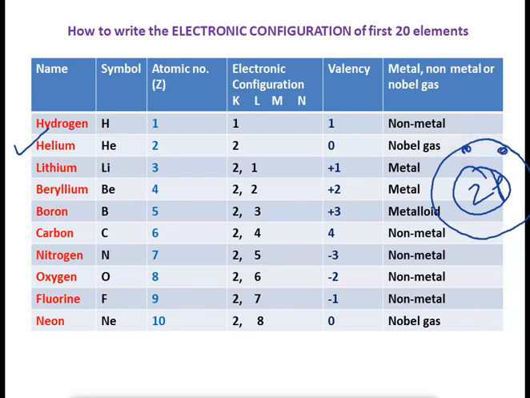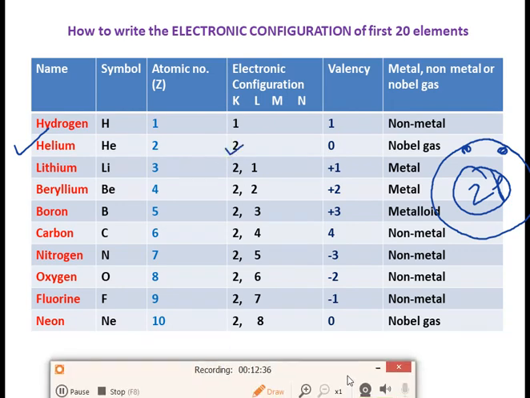Okay? You know what is atomic number? Definition of atomic number is the number of protons present in an atom, and we know that number of protons is always equal to number of electrons in an atom. So if 2 protons are present in helium, 2 electrons will be present. So those 2 electrons will be present in the K shell, because we know that in K shell 2 electrons can be present, not more than that.